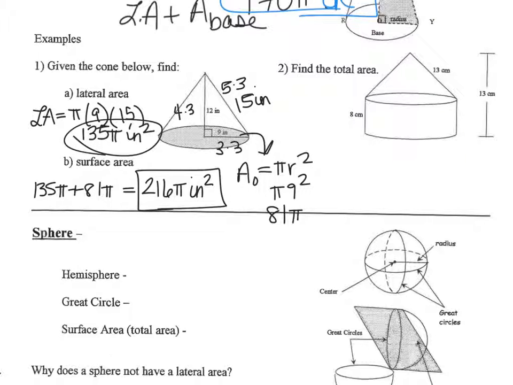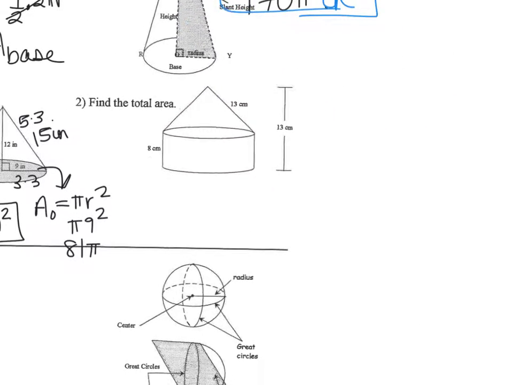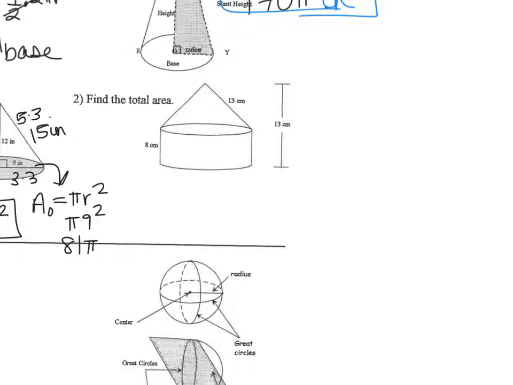Okay, so now let's find the total area of the figure to the right. So we have to think about this and what area means. If you're going to paint something, the surface area is how much area do you need to paint? So the big thing you need to take away is usually with a cone we get the lateral area and then we add it to the base to get the total area.